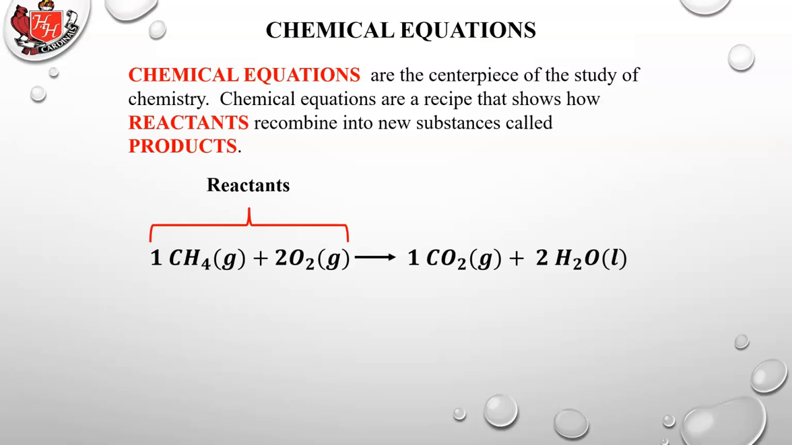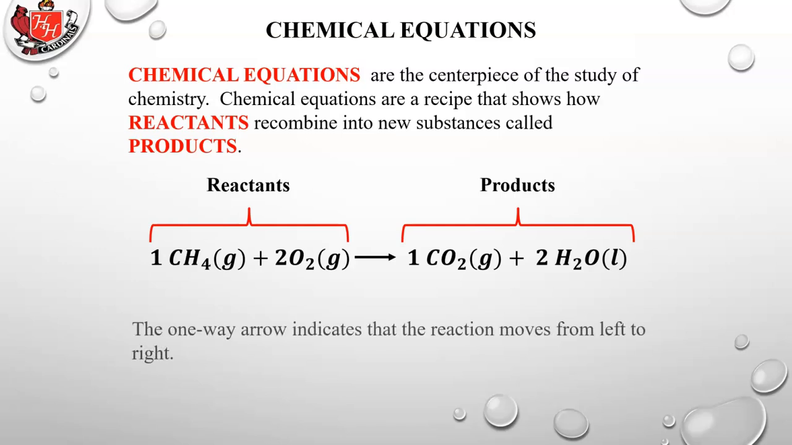The left side are called the reactants. That's what you're putting into the chemical equation. And the right side of the arrow is called the products. That's what you're getting out. The one-way arrow indicates that the reaction moves from left to right.